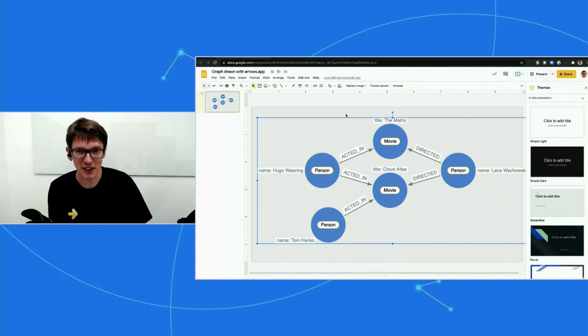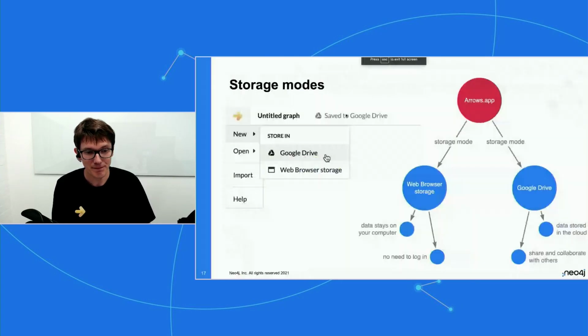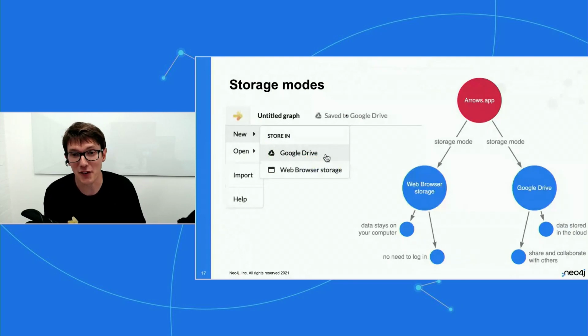Let's have a look at how we're actually storing the graph. Now we've done the sharing. Let's look at storage. So basically, there are two ways in Arrows.app to store your data at the moment.